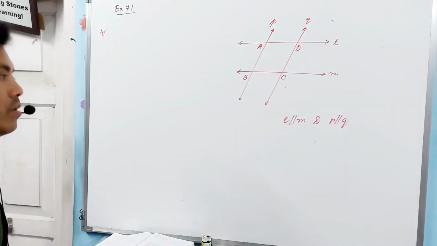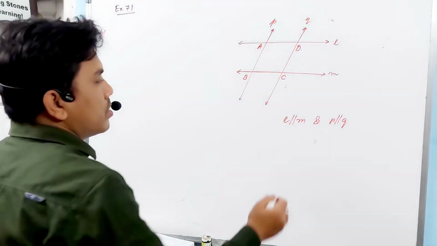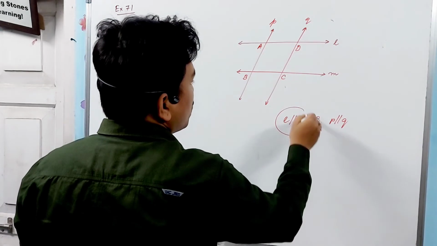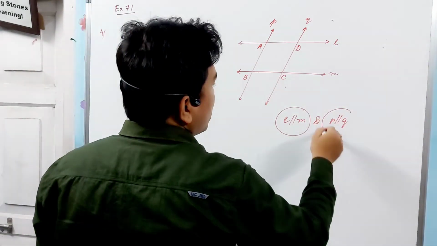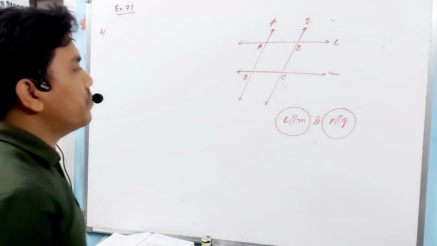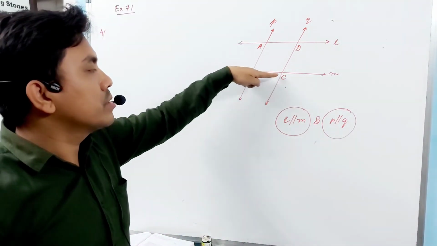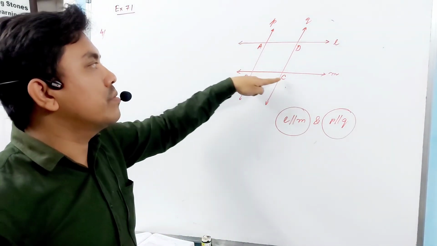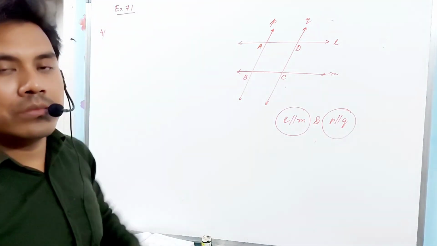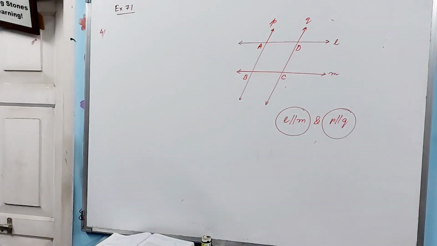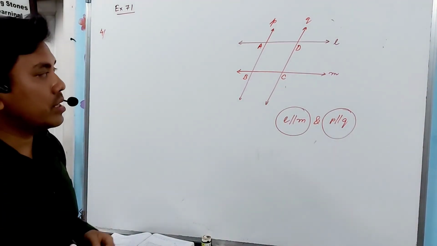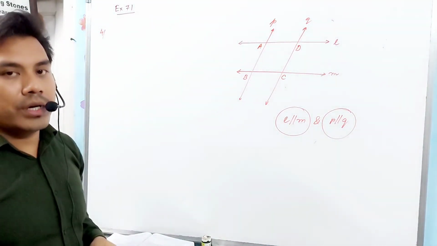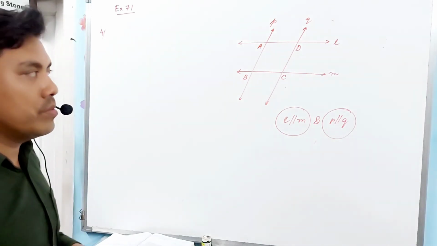Why? According to the definition of a parallelogram, if two parallel lines intersect another two parallel lines, then the figure which is enclosed, the figure which is formed inside, will be a parallelogram. When two parallel lines intersect two other parallel lines, the figure which is formed inside is known as a parallelogram. Okay?